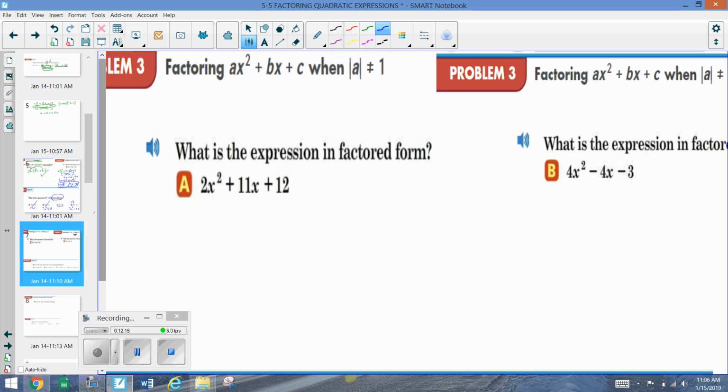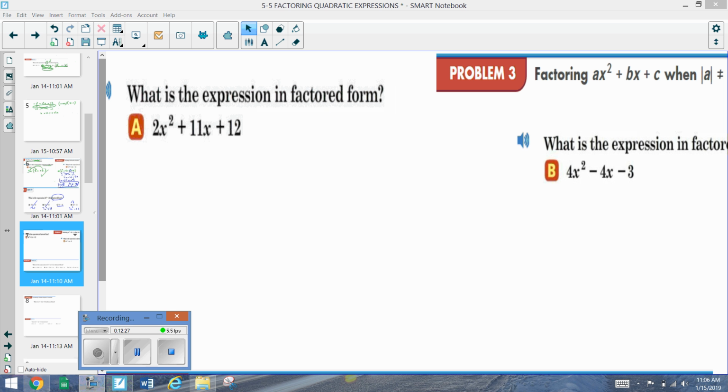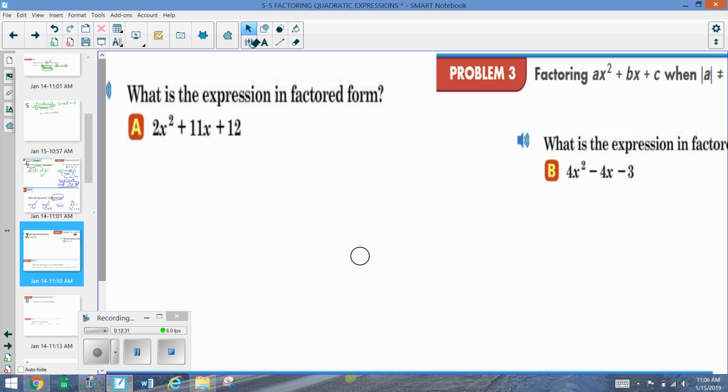Continue. So the third type. In this case, what do you guys notice here? The coefficient is 2, okay? So the coefficient is not 1, so we'll find the factors of that again.